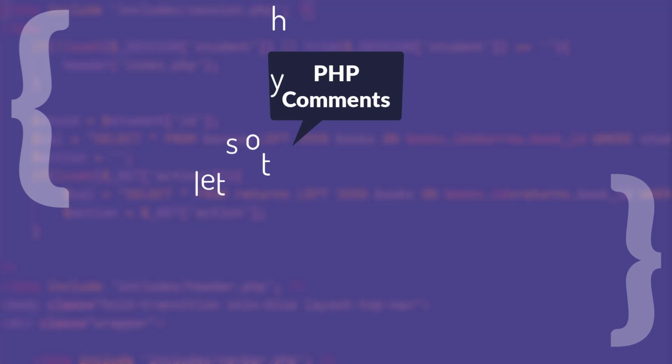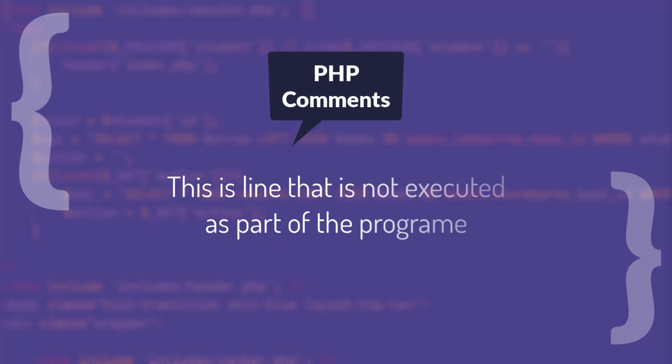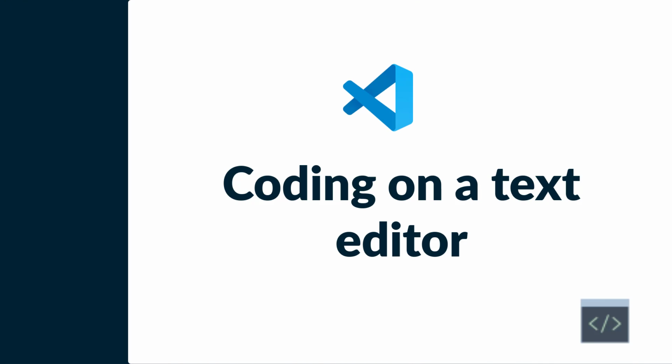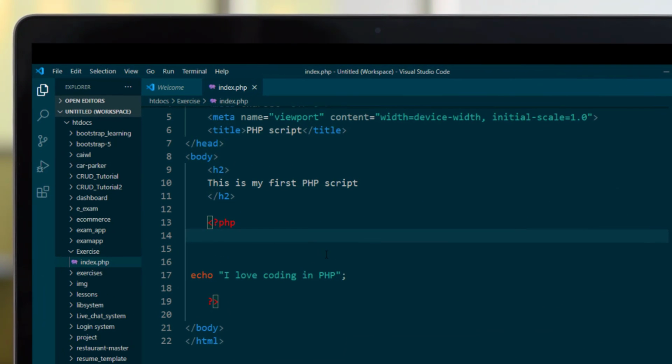Comments let others understand your code as well as remind yourself of what you did. A comment in PHP is a line that is not executed as part of the program. Its only purpose is to be read by someone who is looking at the code. Let's see how we code this on a text editor. There are several ways of writing PHP comments, but one thing you should make sure of is that all your comments should be within the PHP opening and closing tags.